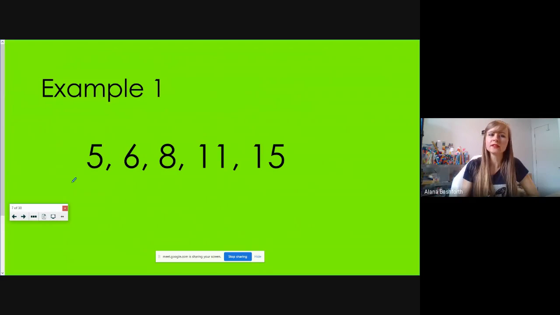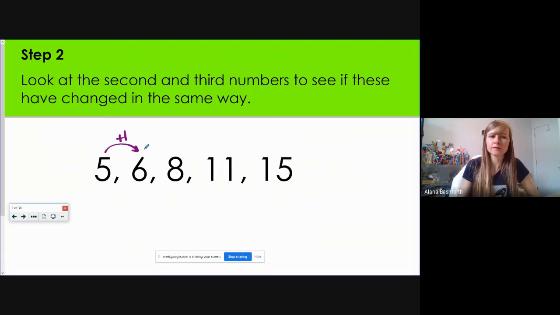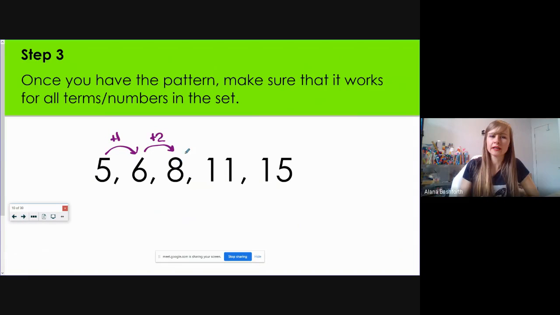Let's look at another example. We're going to look at 5, 6, 8, 11, and 15. The first thing that we want to do is see how the first changes to the second. 5 to 6, that's increasing by 1. Then from 6 to 8, that's increasing by 2. Then we've got 8 to 11, 8, 9, 10, 11. That's plus 3. Look at that, it doesn't just repeat the 1. Now 11 to 15, we're adding again, and that is plus 4. Do you see a pattern there?